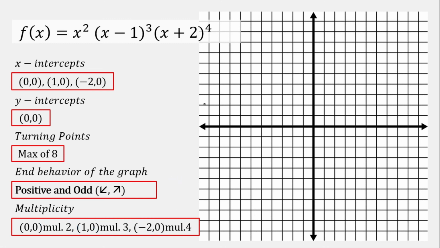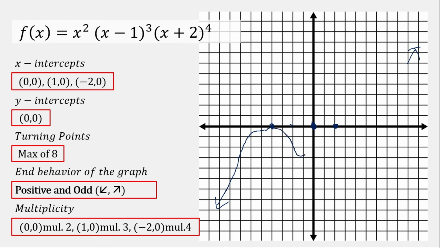So let's put the points. (0, 0), this is our y-intercept as well. (1, 0), and (-2, 0). So the end behavior is like this. Now let's be mindful. (-2, 0) has a multiplicity of 4. So we need to flatten this out, not just touch the x-axis. We need to flatten it more, and it will not cross the x-axis.